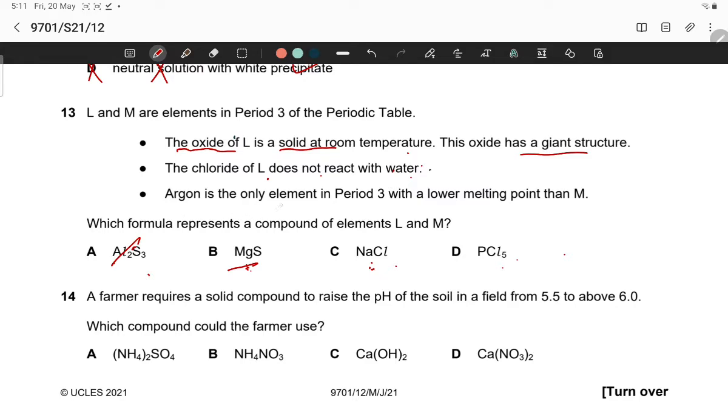Argon is the only element in period 3 with a lower melting point than M. So which has the lower melting point? Aluminum, magnesium, sodium. So sodium is the only element whose melting point is lower than argon. So which formula represents a compound of L and M? It can be C.